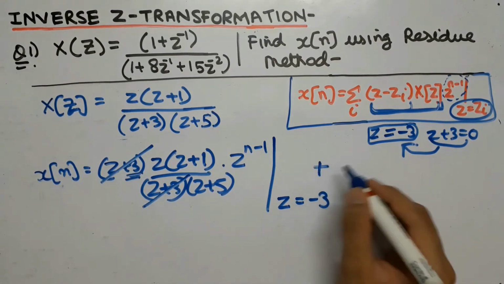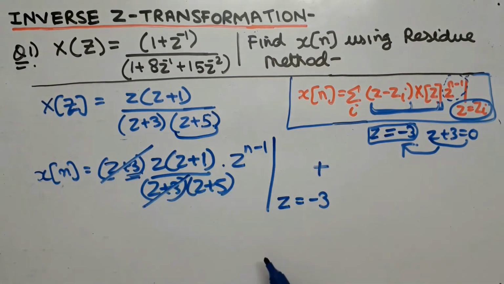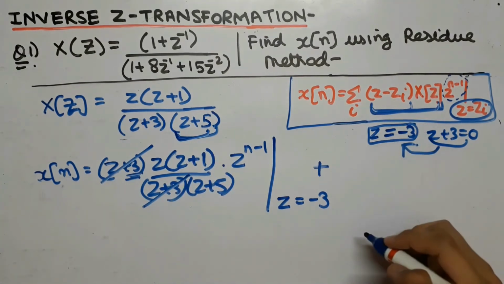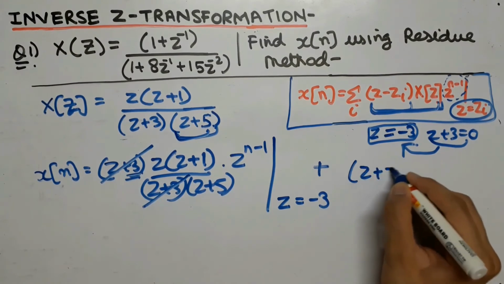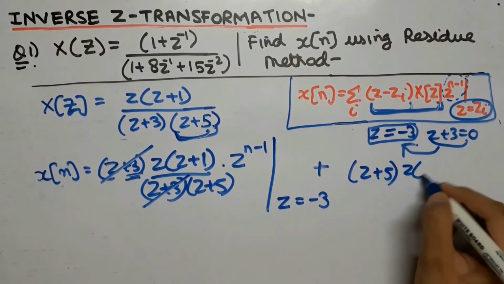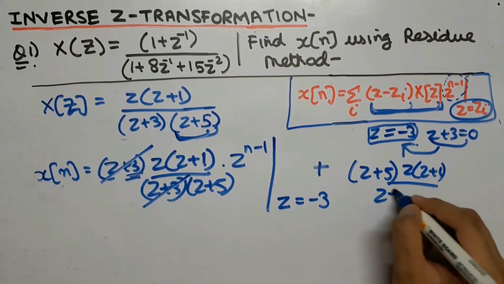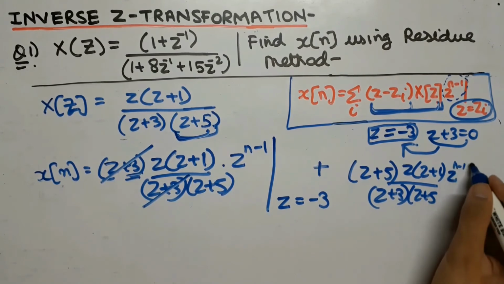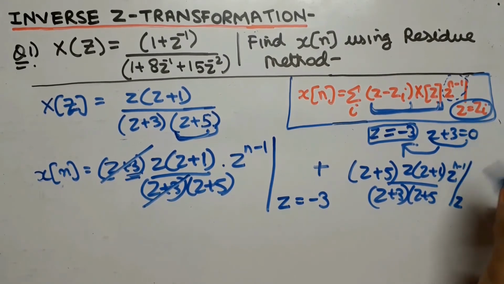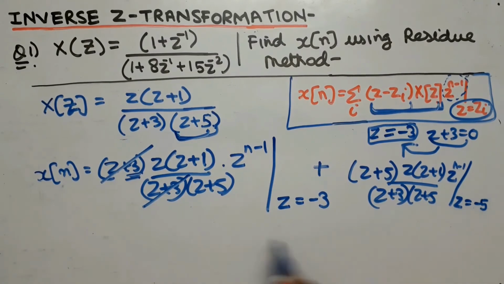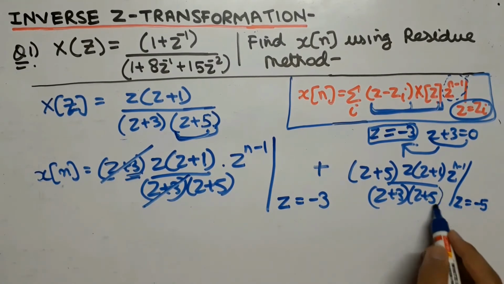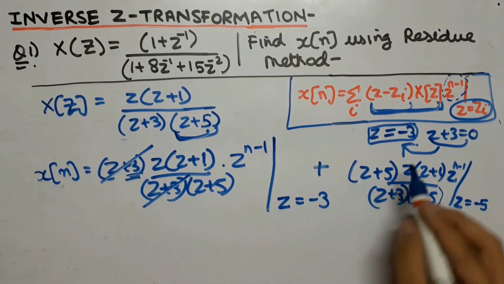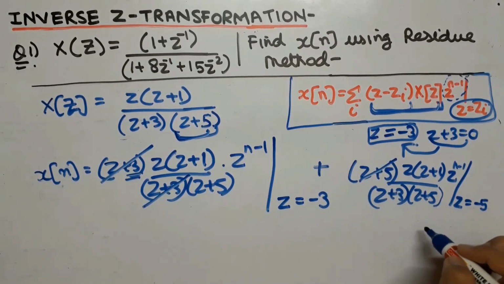We still have to add the residue of z plus 5. So we are going to again apply this formula for z plus 5. For that we have z_i as minus 5. That is, we will write z plus 5 into X(z), z into (z plus 1) upon (z plus 3) into (z plus 5), into z to the power n minus 1, and here we will write the value of z_i as minus 5. Now guys, we are going to solve these and find the value of x[n]. That is, over here you can see that we can cut z plus 5 in the numerator and the z plus 5 in the denominator.